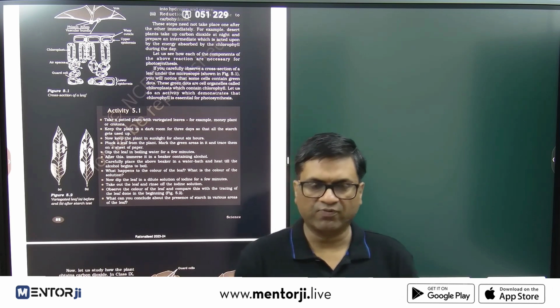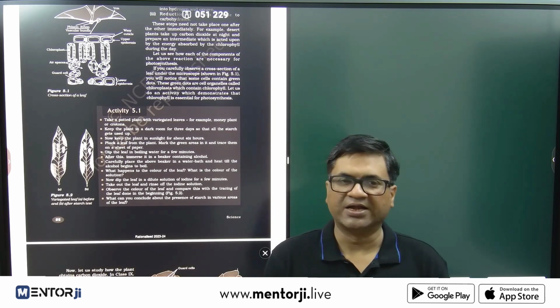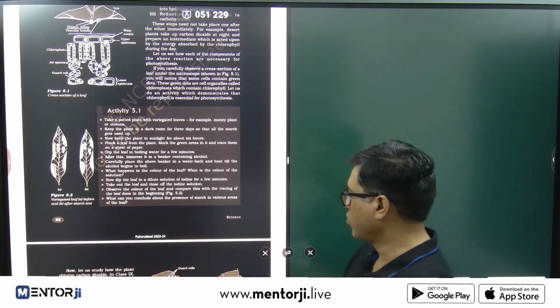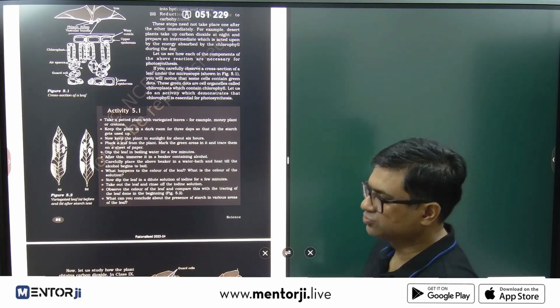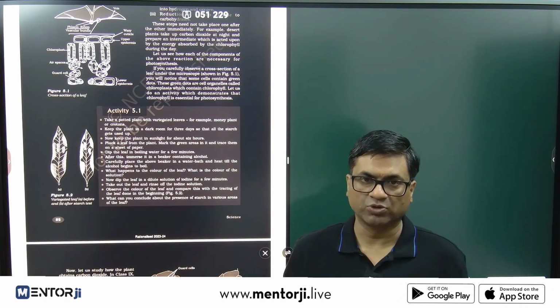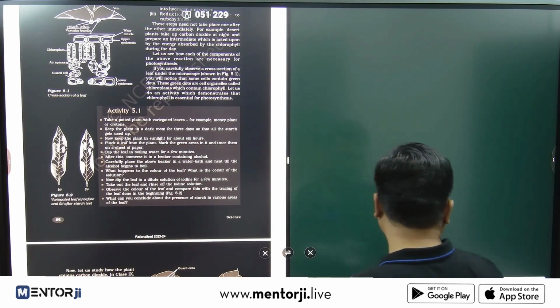Chapter Life Processes. In the previous video, we discussed the different photosynthetic events, and the differentiation between land plants and arid zone plants, that means the terrestrial plants and the desert plants, on the basis of photosynthesis. Now we are going to start Activity 5.1, and that is very important for the board exam, so you have to focus a lot. So let's start with this activity.